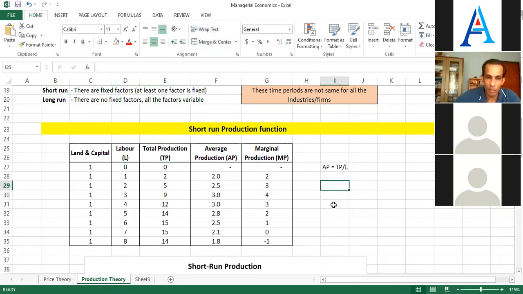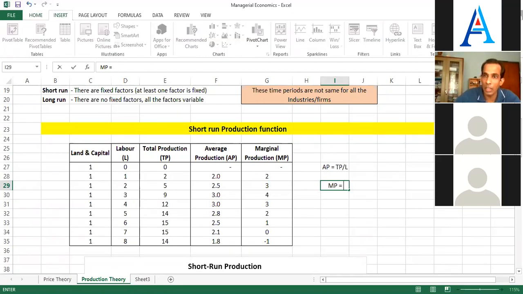And what is the meaning of marginal production? We discussed the meaning of marginal production. Change in the total production divided by change in the labor. Exactly. So it is change in the total production divided by change in labor. In other words, what is the meaning? It is the production per additional unit of input, right?